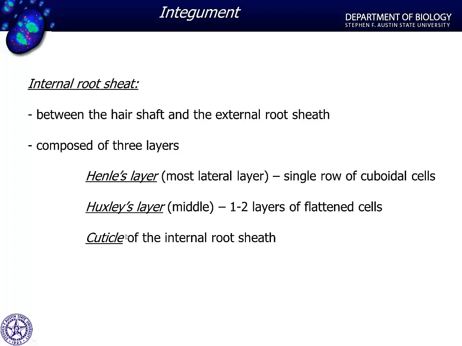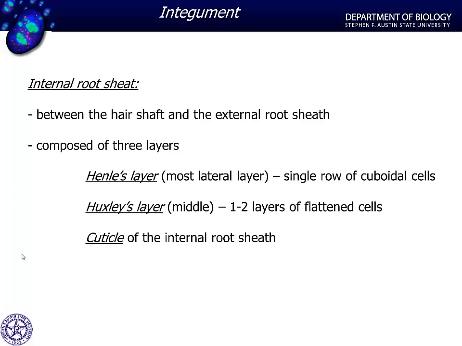So as we start with the internal root sheath, we've got the cuticle adjacent to the shaft of the hair. Then we're going to have two layers. The middle layer is Huxley's layer, 1 to 2 layers of cells. They're somewhat flattened in nature. Henle's layer is the most lateral layer.